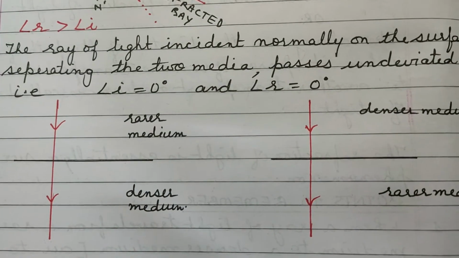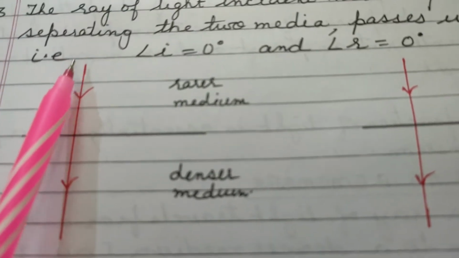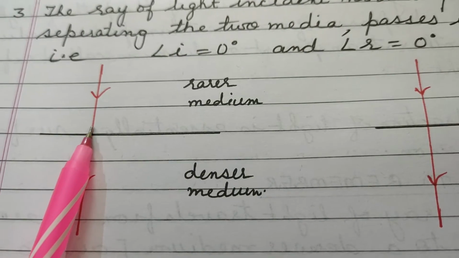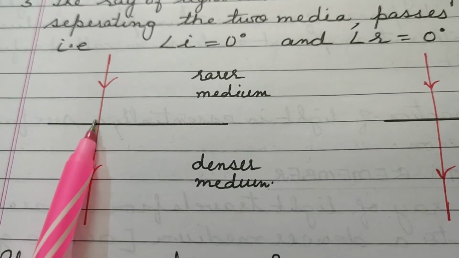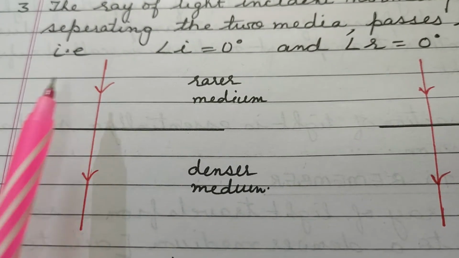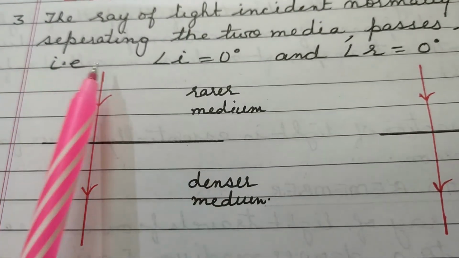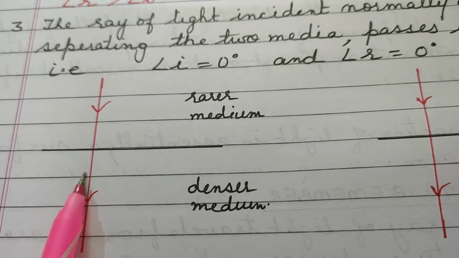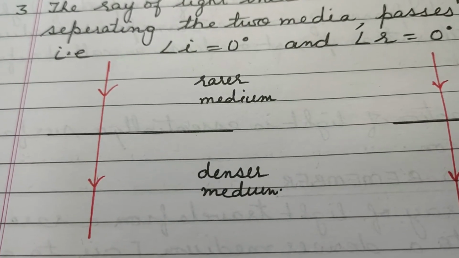Now how is the angle of incidence 0 degrees? We know the angle of incidence is the angle the ray of light makes with the normal. Here the ray is on the normal itself. So the angle which this ray is making is 0 degrees. The ray is incident at 90 degrees to the surface of separation, but it is making an angle of incidence of 0 degrees. And because there is no refraction taking place, the angle of refraction also is 0 degrees.